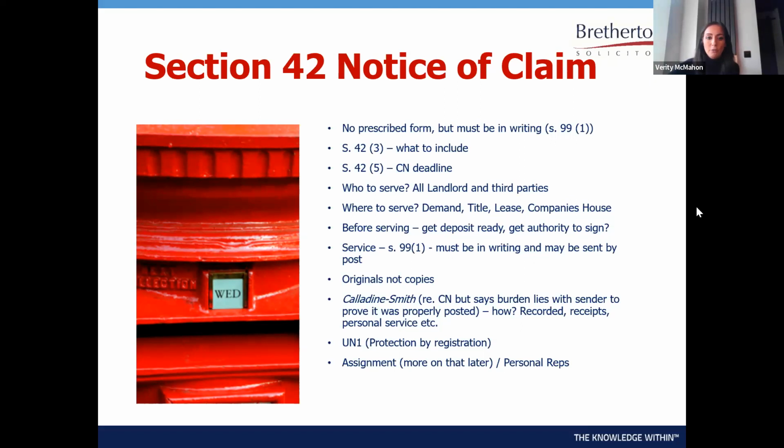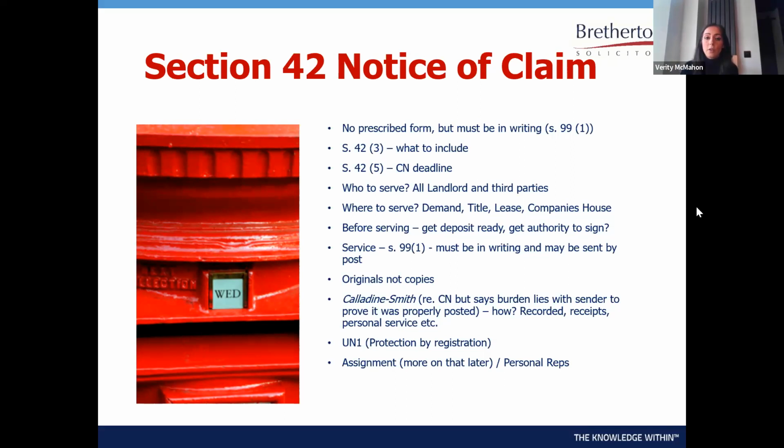Be aware of postage. Make sure that you leave enough time when serving these notices. It's a common pitfall to fall down. Don't just date it 2 months, leave it 2 months and a week to allow time for it to get there, or 2 months and 2 weeks. You serve all landlords and third parties. If you don't serve all landlords, your notice can be deemed invalid and you have to start again.